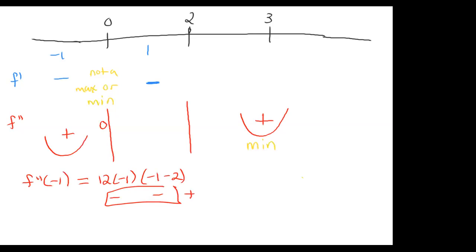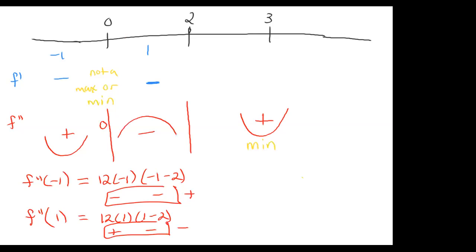So the second derivative is positive here, which means it's concave up. And similarly, f prime prime of something in this interval from 0 to 2, excuse me, maybe let's choose 1, is equal to 12 times 1 times 1 minus 2. This is a positive number times a negative number. Together, those give me a negative number. So the second derivative is negative there, which means the graph is concave down.